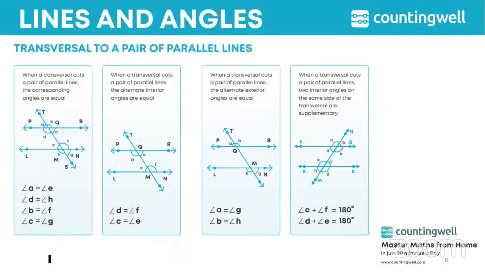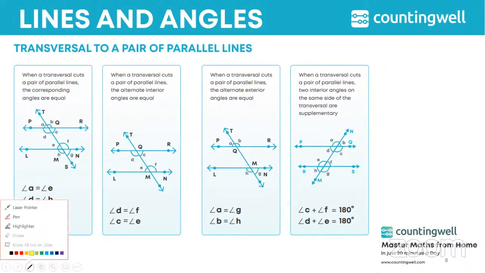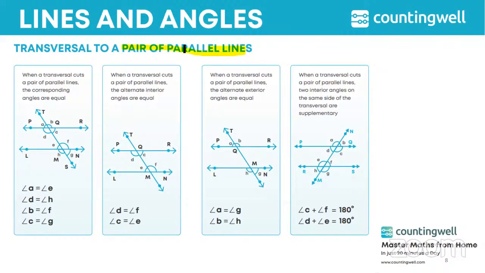Let us see transversal to a pair of parallel lines. So till now we have seen a transversal to a pair of lines which need not be parallel. But let us see some properties of angles when there is a transversal to a pair of parallel lines.